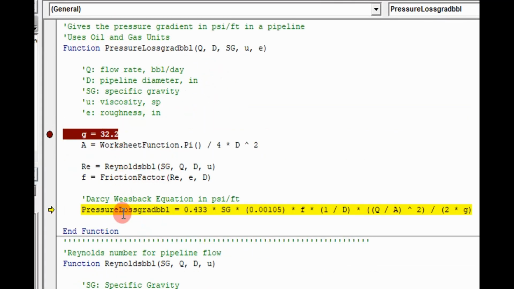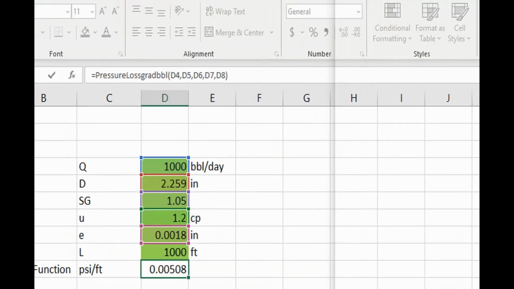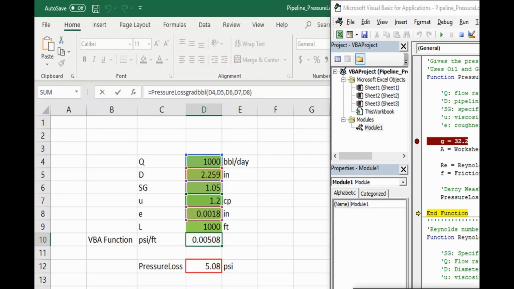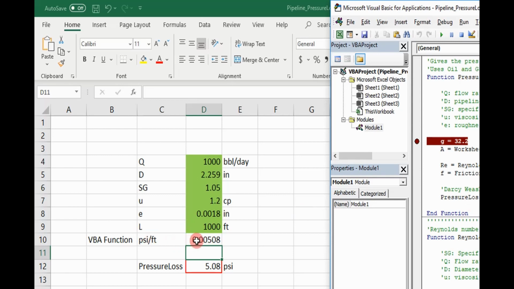And then now, this is my Darcy-Weisbach equation in PSI per foot. I multiplied it by the specific gravity and the constant 0.433 PSI per foot to get my answer in PSI per foot. And so if we press F8, it skips ahead, and then we press F8 again, we will see here, if we press F8 again, we get the values.